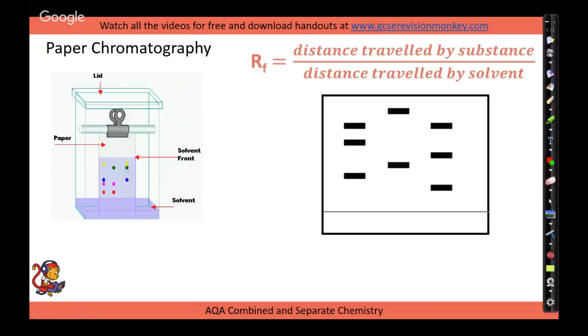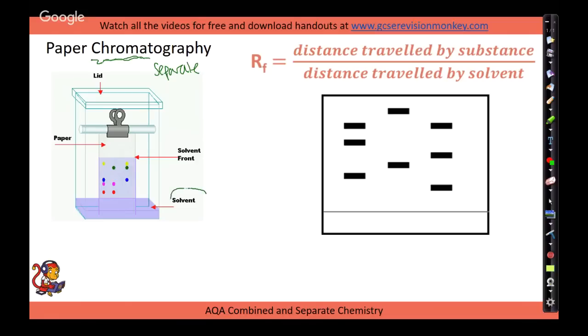So paper chromatography is a way to separate coloured compounds. The chrome links to colour. It tends to be coloured compounds that we are separating by chromatography. This is paper chromatography. You need to know about how to set up the practical. You might be asked a method for that.